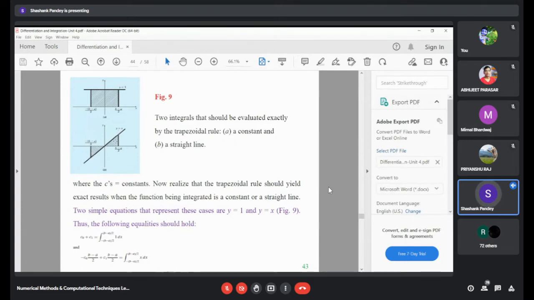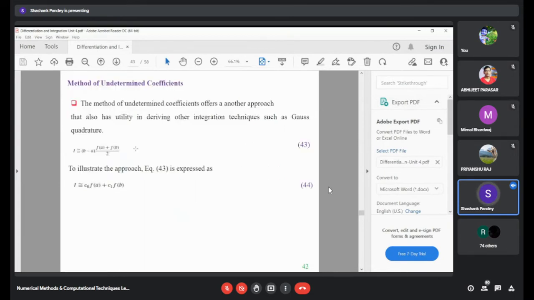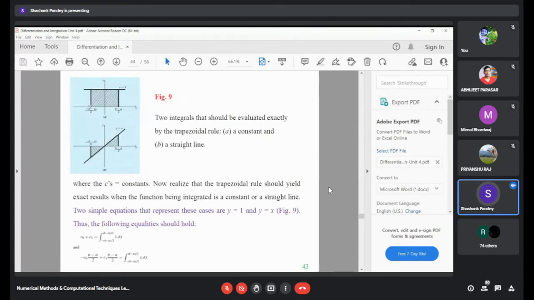So here you can see that the area under the curve is given by the integral of 1 dx. The limits of integration are from minus (b minus a)/2 to (b minus a)/2. The value of the function is constant throughout the limit. Using equation number 44, f of a, the value of the function at the lower limit minus (b minus a)/2, is 1.